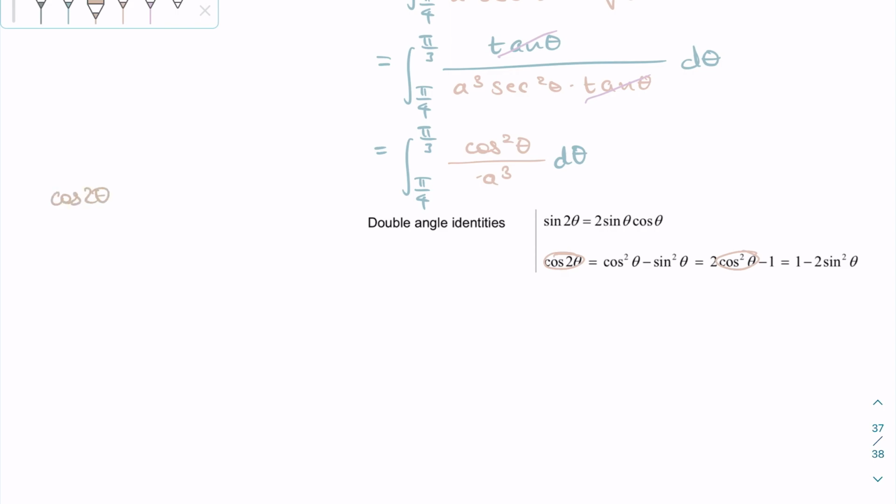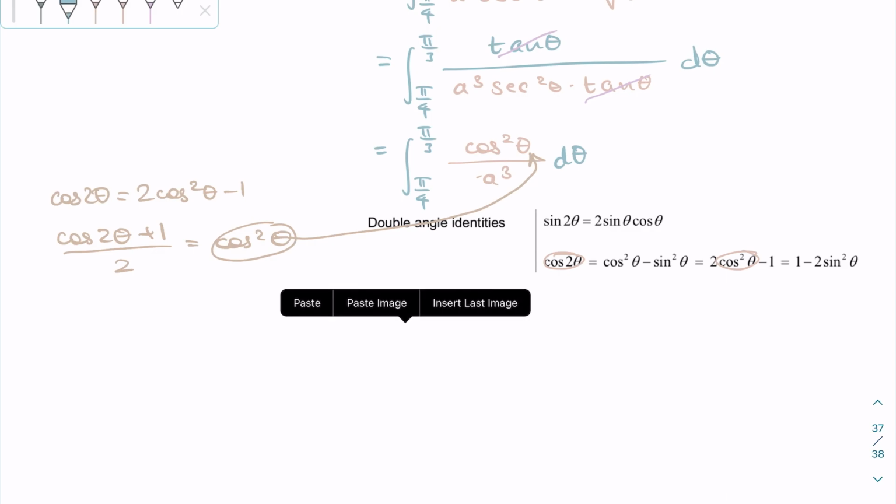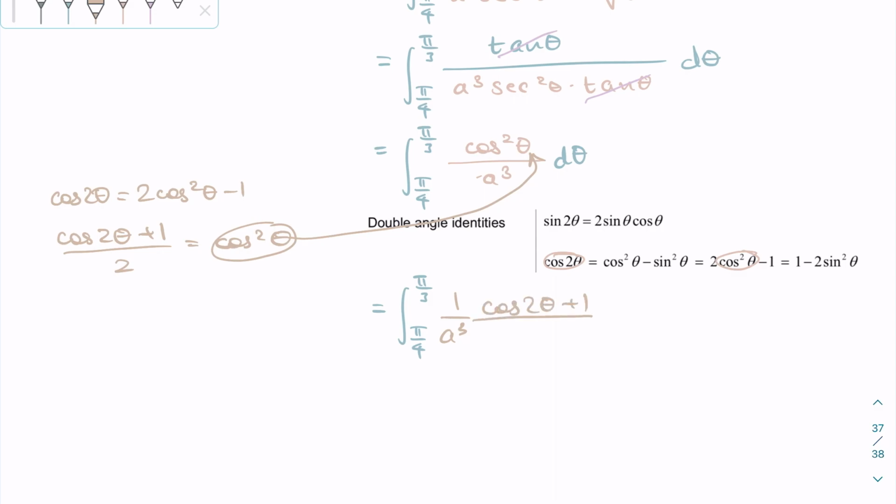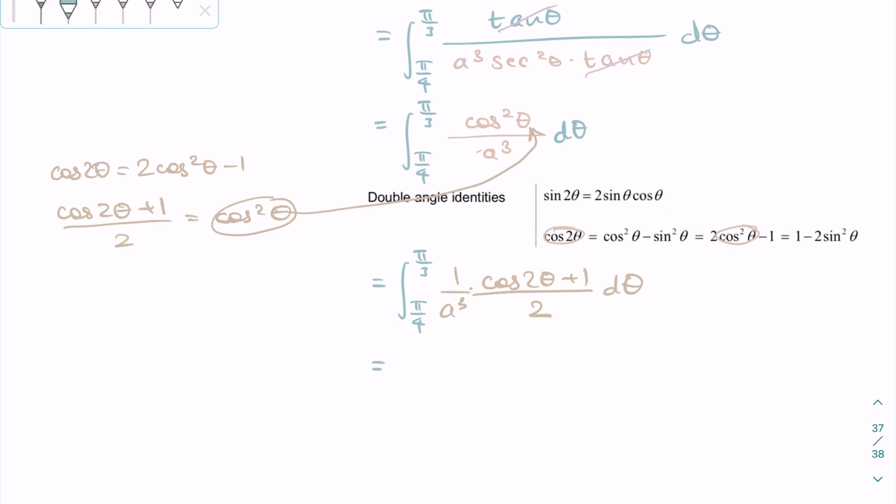We can then rearrange this equation of cosine 2 theta equals 2 cosine squared theta minus 1 to just isolate cosine squared theta. So we get cosine 2 theta plus 1 over 2. We can then substitute this expression into cosine squared theta. This is useful because cosine 2 theta is a double angle which is significantly easier to integrate than a square. 1 over 2a cubed is a constant that can be taken out of the integral.